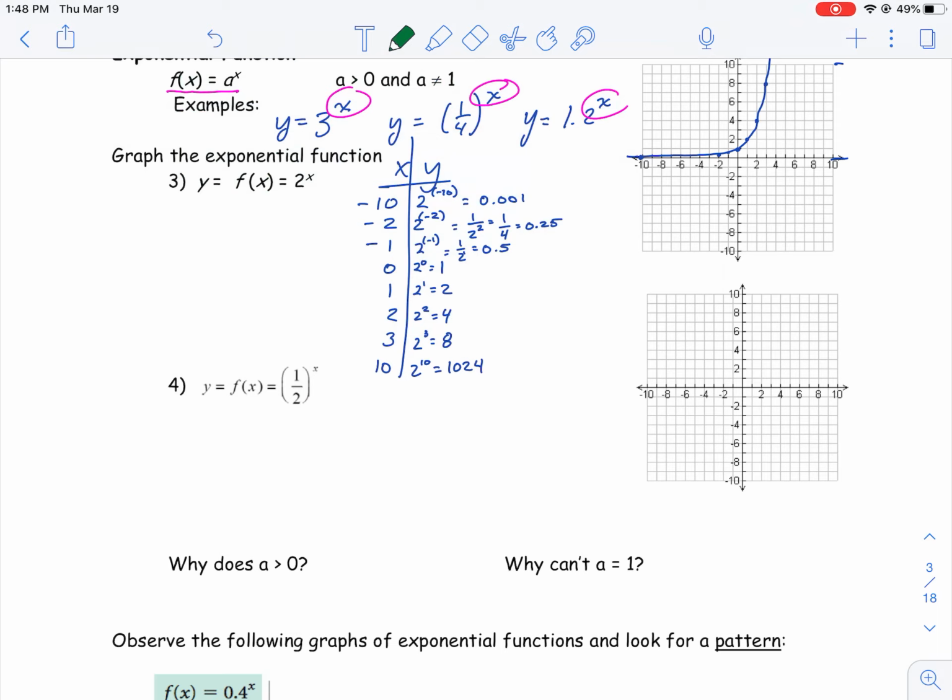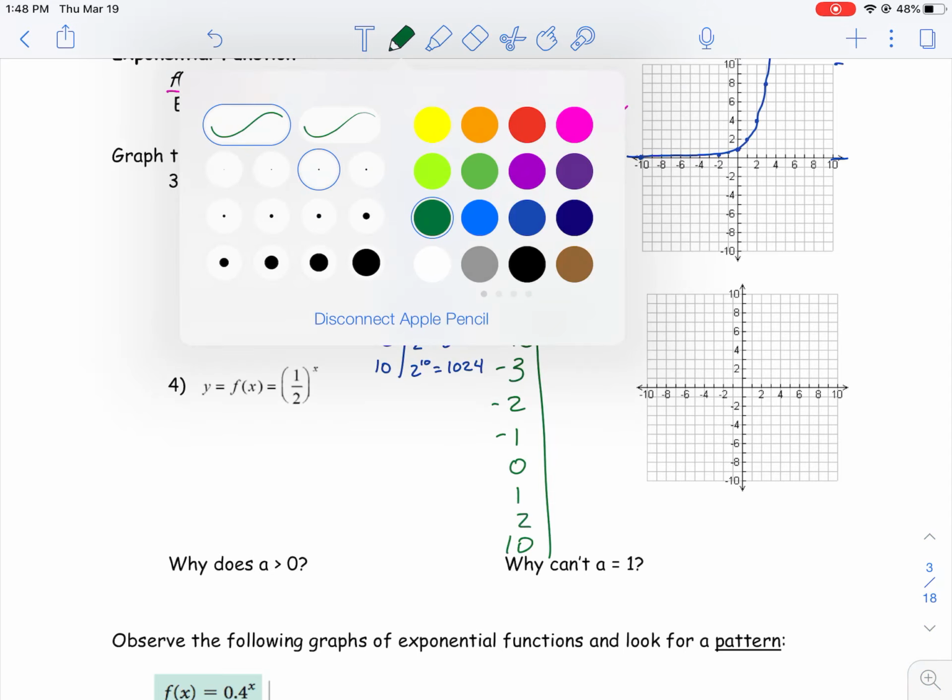So y equals 1/2 to the x. I'm going to do it in green here. I get the x and the y. I'm going to choose similar points here. Negative 10, negative 3, negative 2, negative 1, 0, 1, 2, 3. Actually, let me do 10 instead of 3. All right, so now we get a little bit more challenging calculations here.